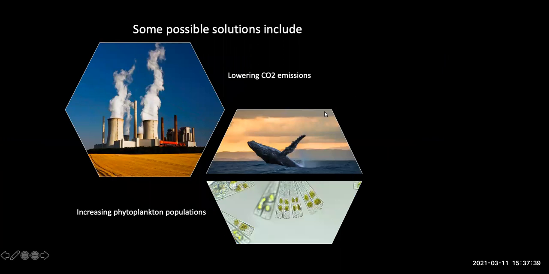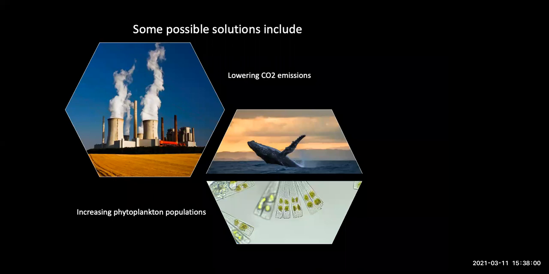So there are currently no mass-scale effective solutions to ocean acidification. With that being said, some possible solutions include decreasing CO2 emissions. This would mean that countries would need to recognize climate change as a threat and cut down on CO2 production. This could be in the form of implementing carbon taxes or investing in renewable energy sources.